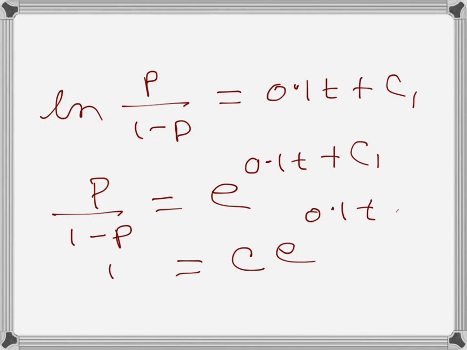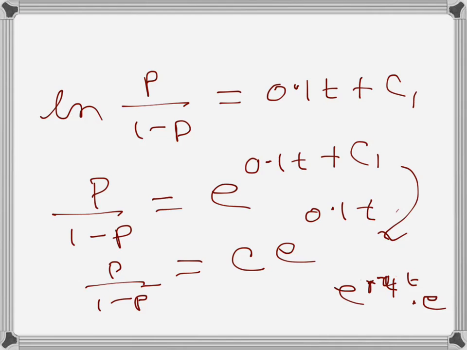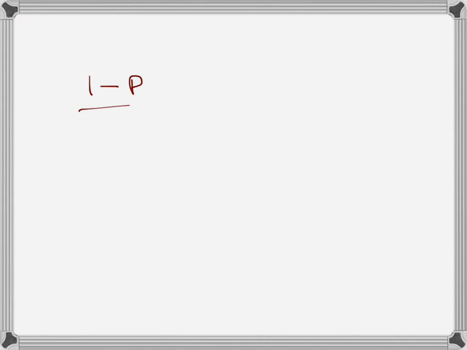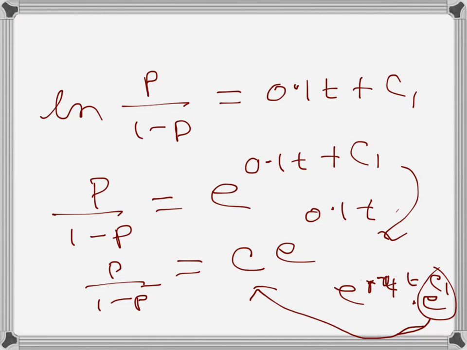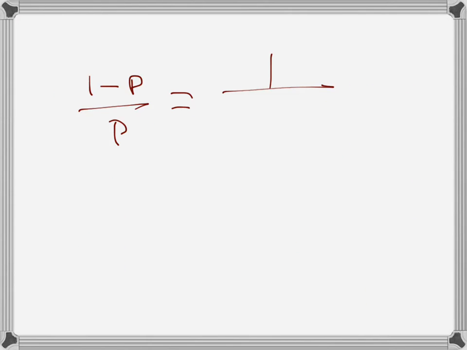So this is P over 1 minus P, equal to e to the power 0.1 t times e to the power c1. Now instead of e to the power c1 we can write c. That's just another constant. Now I am just inverting the whole thing, so this will become 1 over c e to the power 0.1 t.